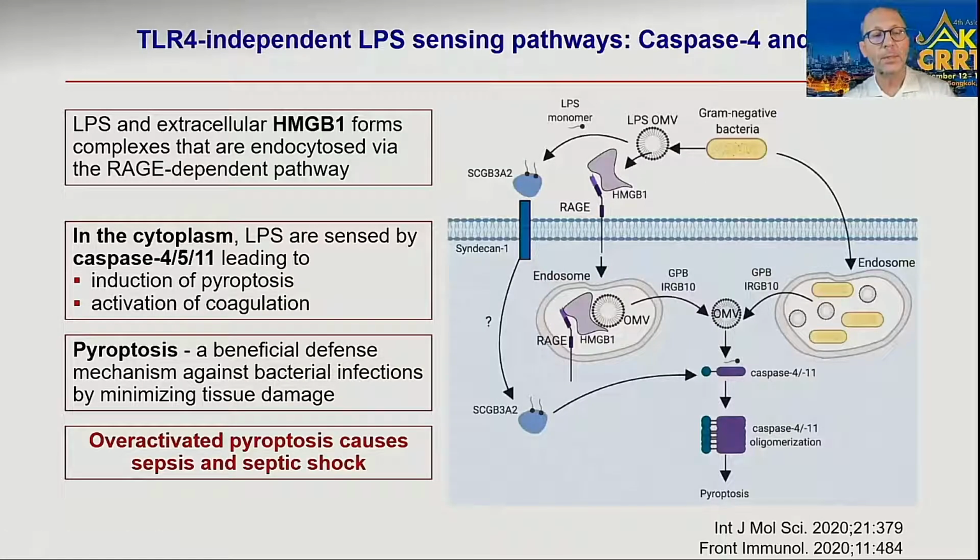The second TLR4 independent lipopolysaccharide recognition system is intracellular and is based on caspase-dependent sensing of lipopolysaccharide in the cytosol. The uptake of lipopolysaccharide monomers, or in the form of outer membrane vesicles, into the cytosol is facilitated by high mobility group box1 and RAGE, and in the cytoplasm, endotoxins are sensed by caspase, leading to induction of pyroptosis and activation of coagulation.